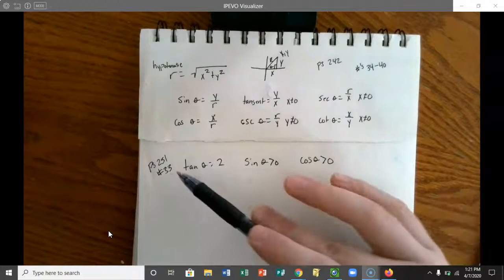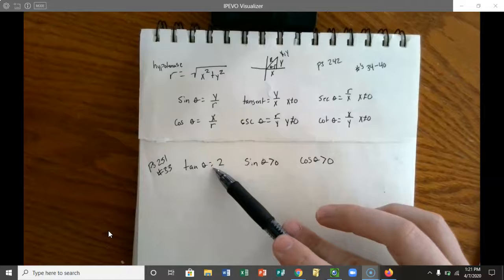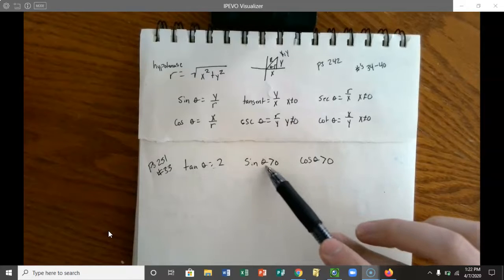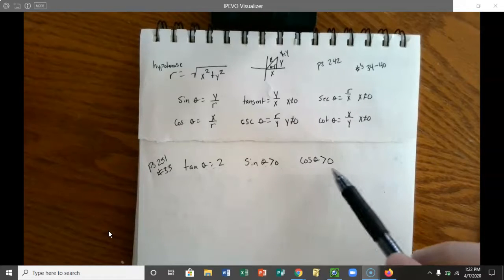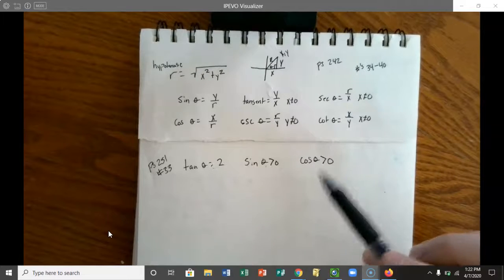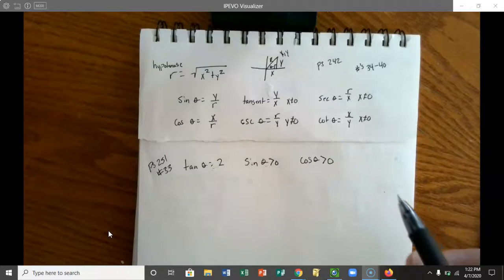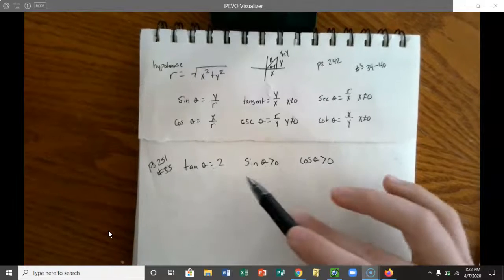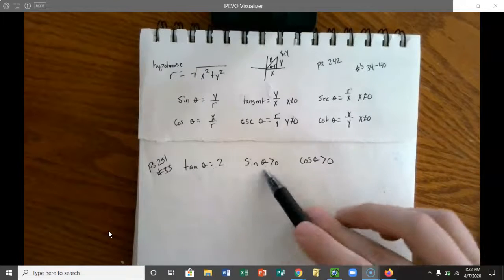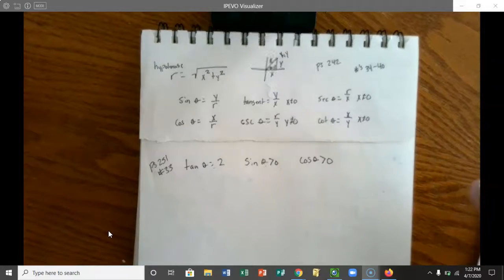We're working through page 251, number 33. We're given tangent of theta is equal to 2, sine of theta is greater than 0, cosine of theta is greater than 0. The first thing we want to realize is where this terminal side falls. This terminal side is going to fall in quadrant 1, because that is the only quadrant where all trig functions are positive, like we're given here. And we're asked to find the 5 remaining trig functions.